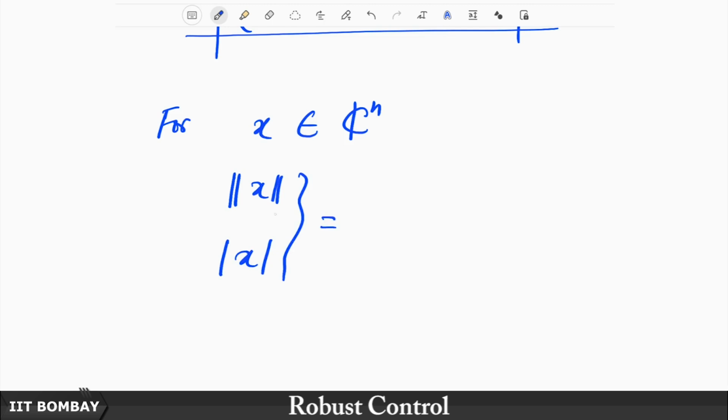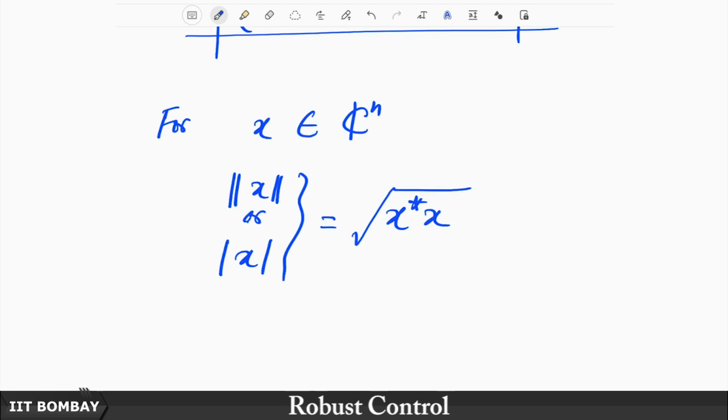Either you use this or you use this, or whatever floats your boat. So this is nothing but, you see, if it is a vector, then when you take its transpose conjugate, it becomes a row vector and each entry becomes conjugated. And you take its square root.